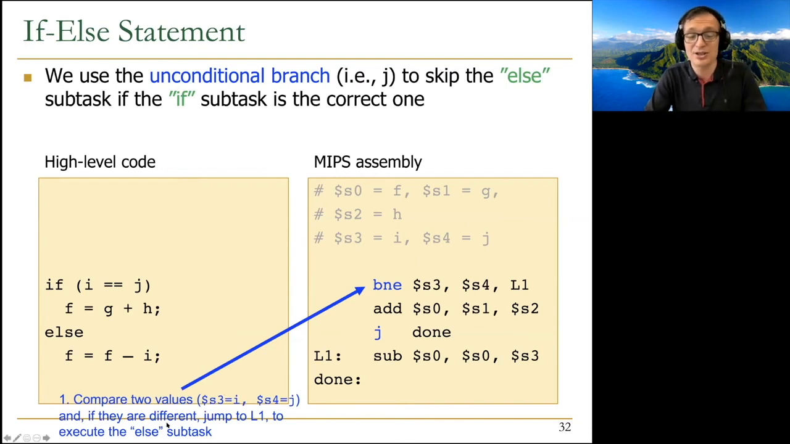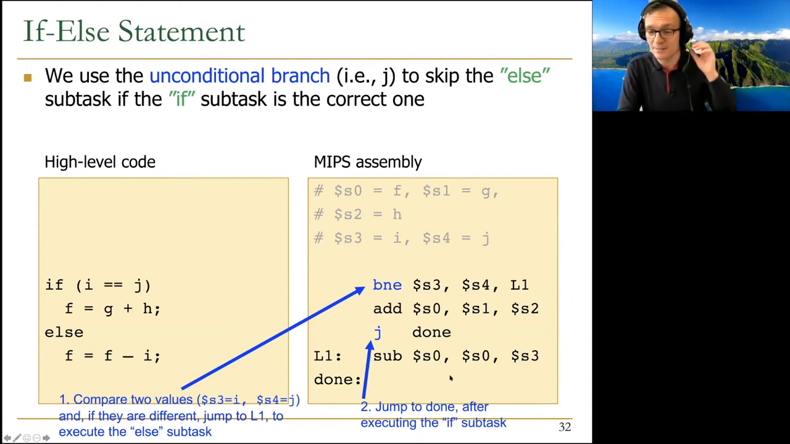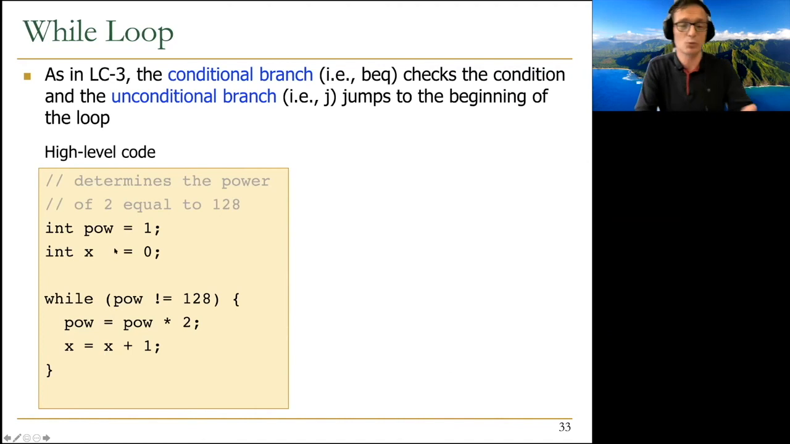You compare the two values, and if they're different, jump to L1. Otherwise, you execute the else subtask over here, right? This unconditional jump jumps to done after executing the if subtask. Okay, while loop is a little bit more complicated.